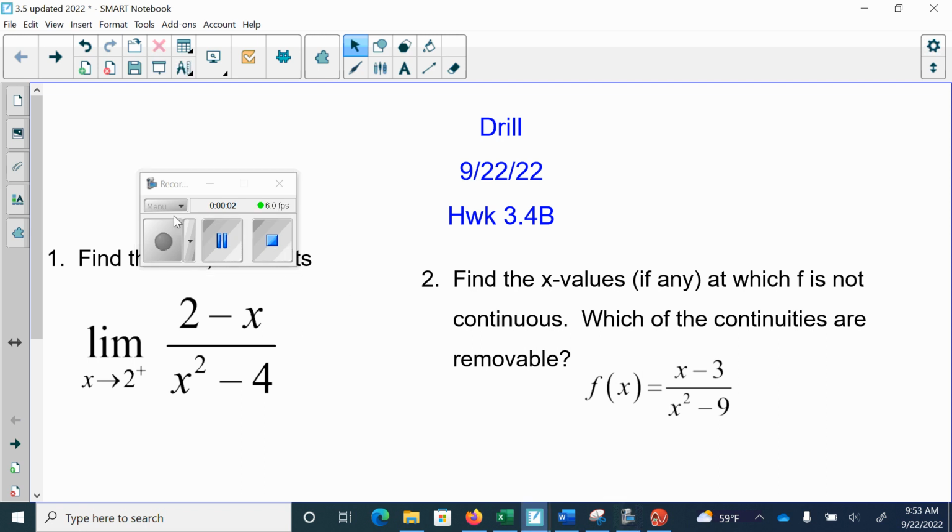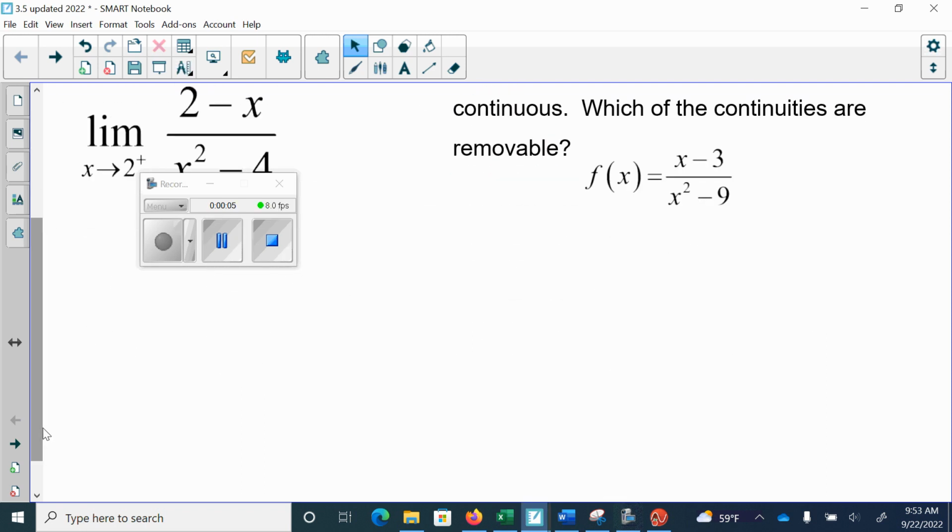Okay, let's go down. Okay, let me get that out. Hit the little minimize, yes.